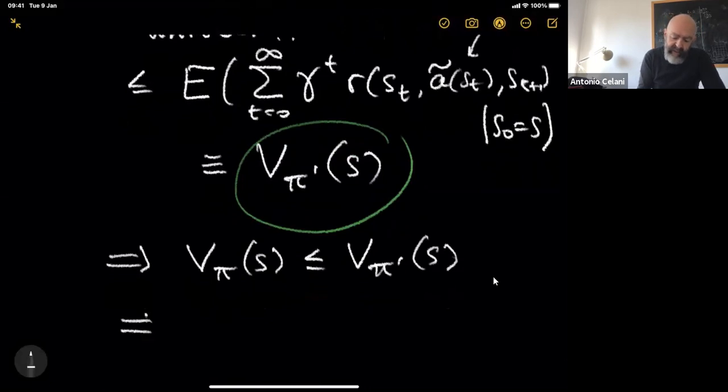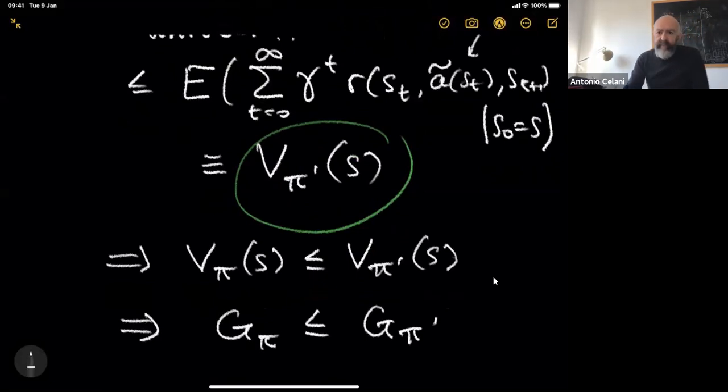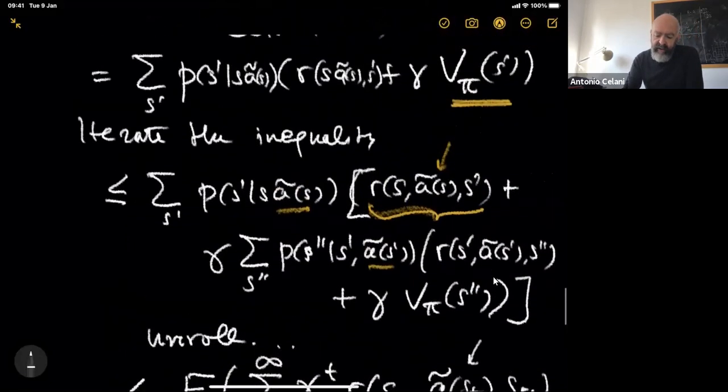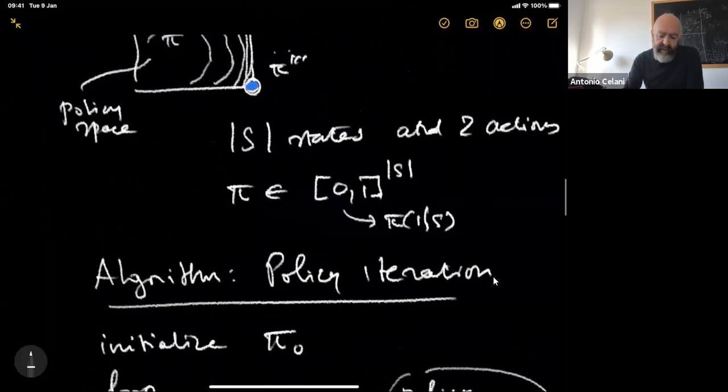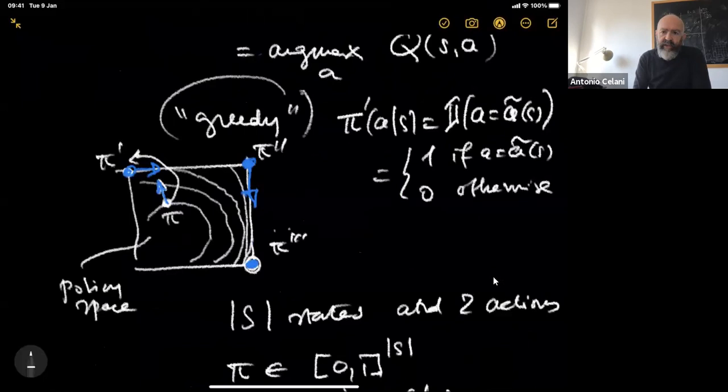And this, of course, implies, if I average over the initial distribution, that my G pi is smaller or equal than G pi prime. So this confirms the not so obvious intuition, actually, that every time that you make a step according to this greedy strategy, which sends you in the corners, you're actually improving your G. You're moving up in the level lines every step.